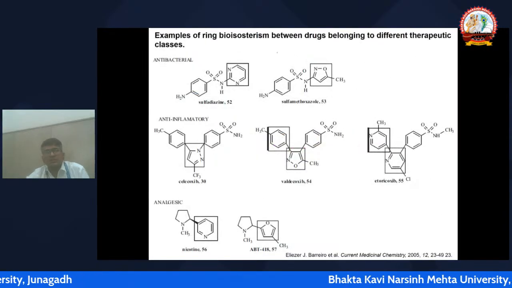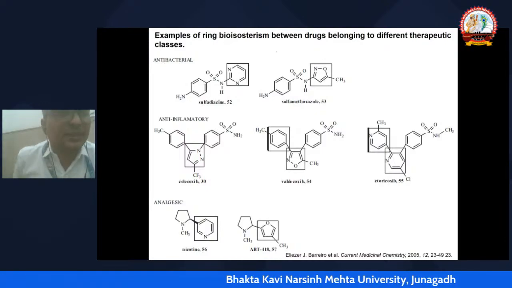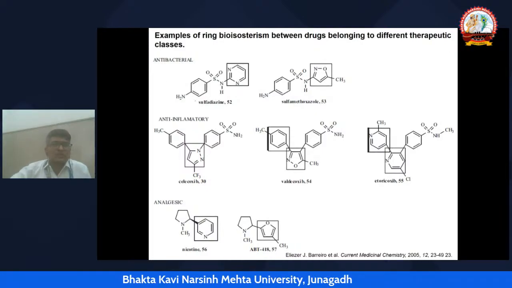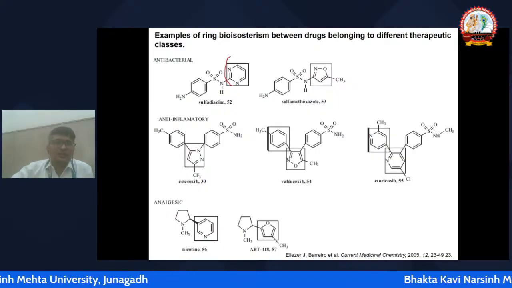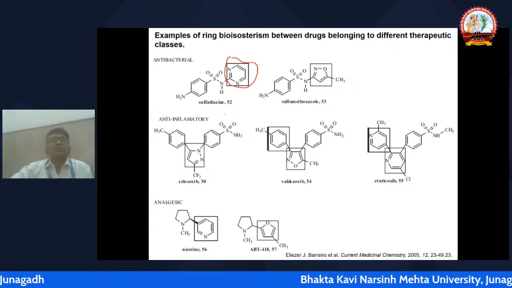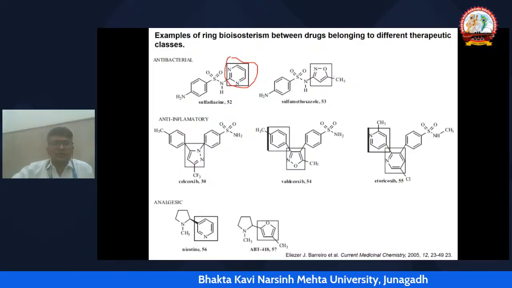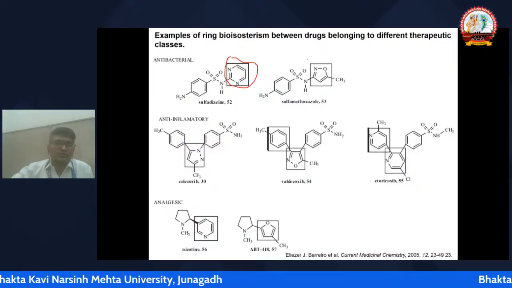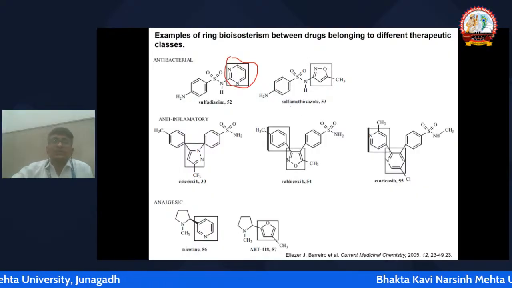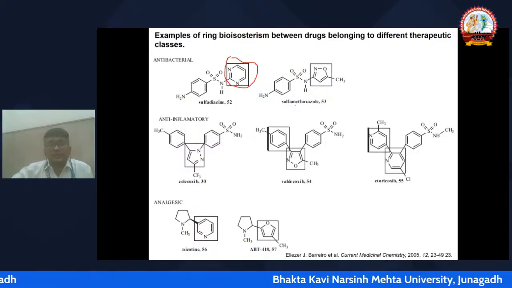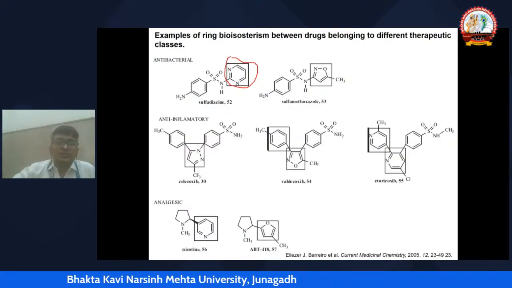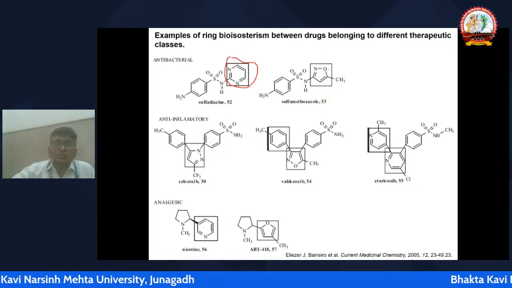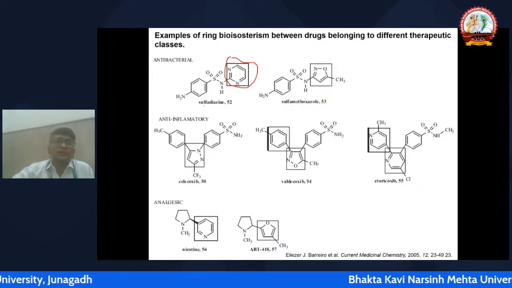We are going to see another example in the antibacterial case. Particularly, we can see that sulfadiazine has a pyrimidine group. Now, in another molecule, they have replaced this pyrimidine with isoxazole. The isoxazole compound in the market as an antibacterial drug is sulfamethoxazole. So this compound is a bioisoster of sulfadiazine.